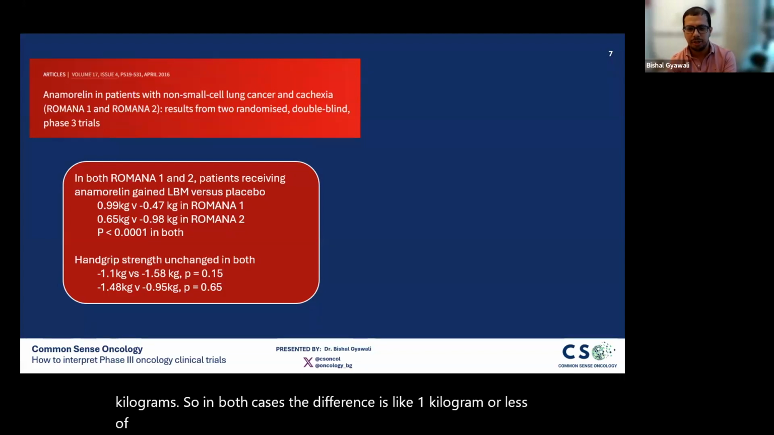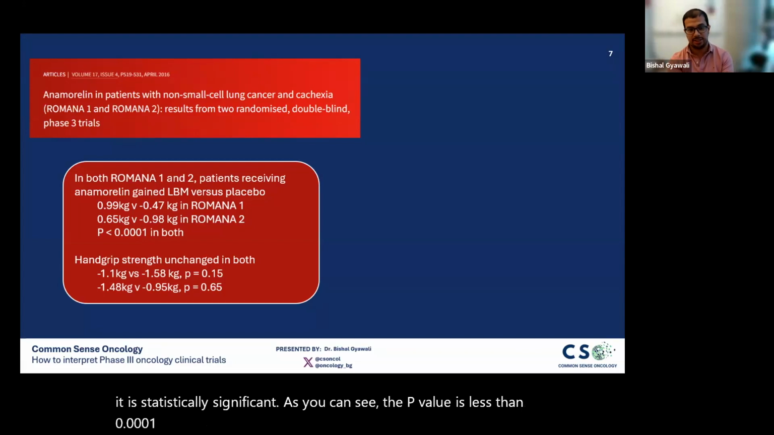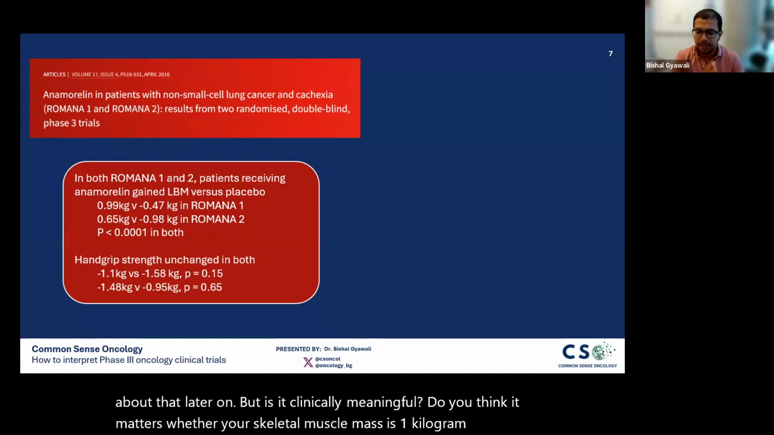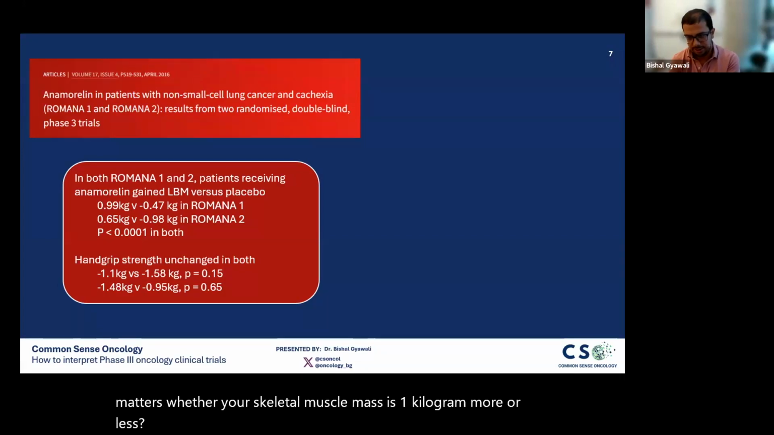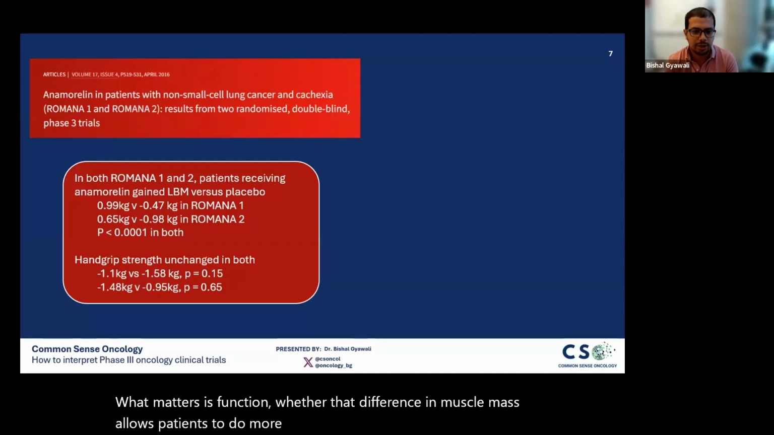Is it clinically meaningful? That's the question. But it is statistically significant. As you can see, the p-value is less than 0.0001, which is highly statistically significant. And we'll talk about that later on. But is it clinically meaningful? Do you think it matters whether your skeletal muscle mass is 1 kilogram more or less? What matters is function, whether that difference in muscle mass allows patients to do more things than what they could have done. And they actually tested for this.